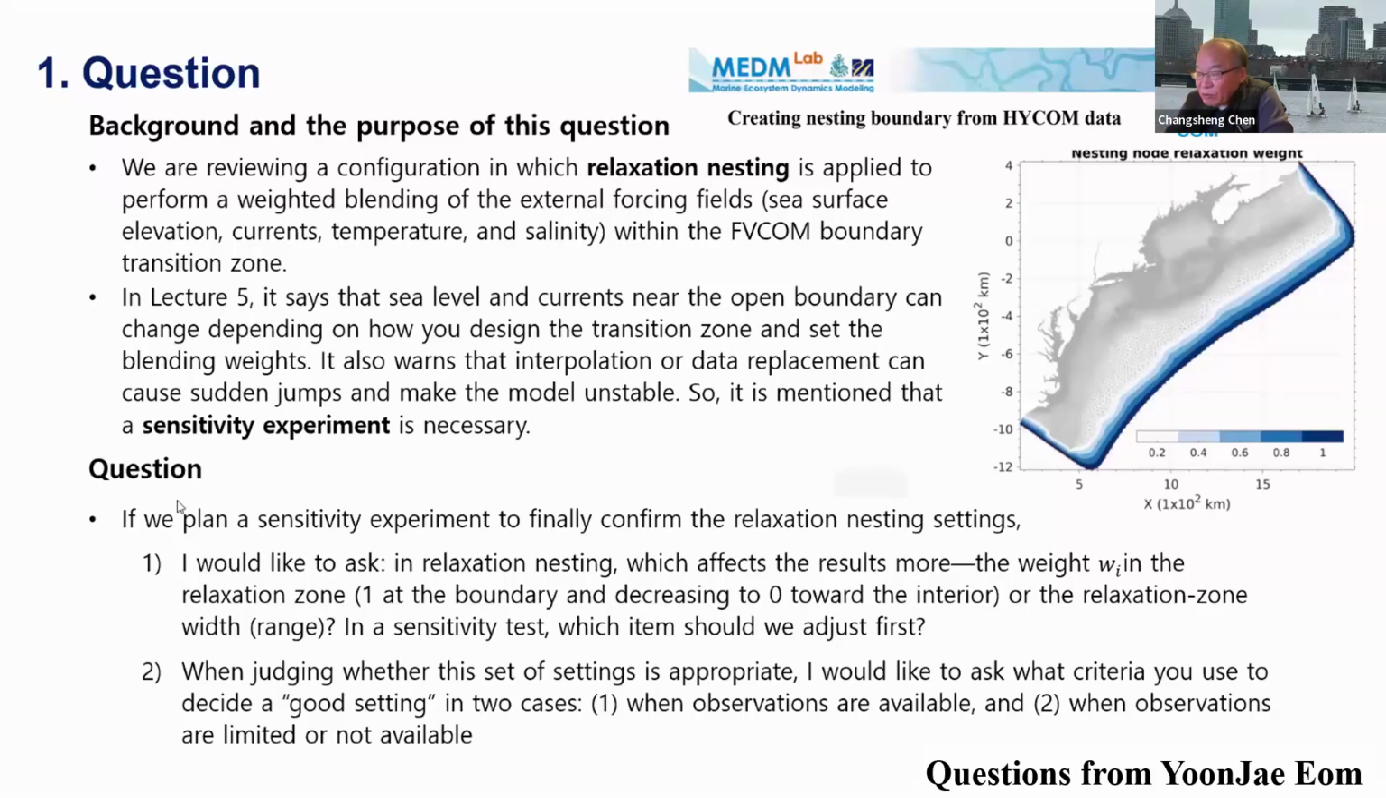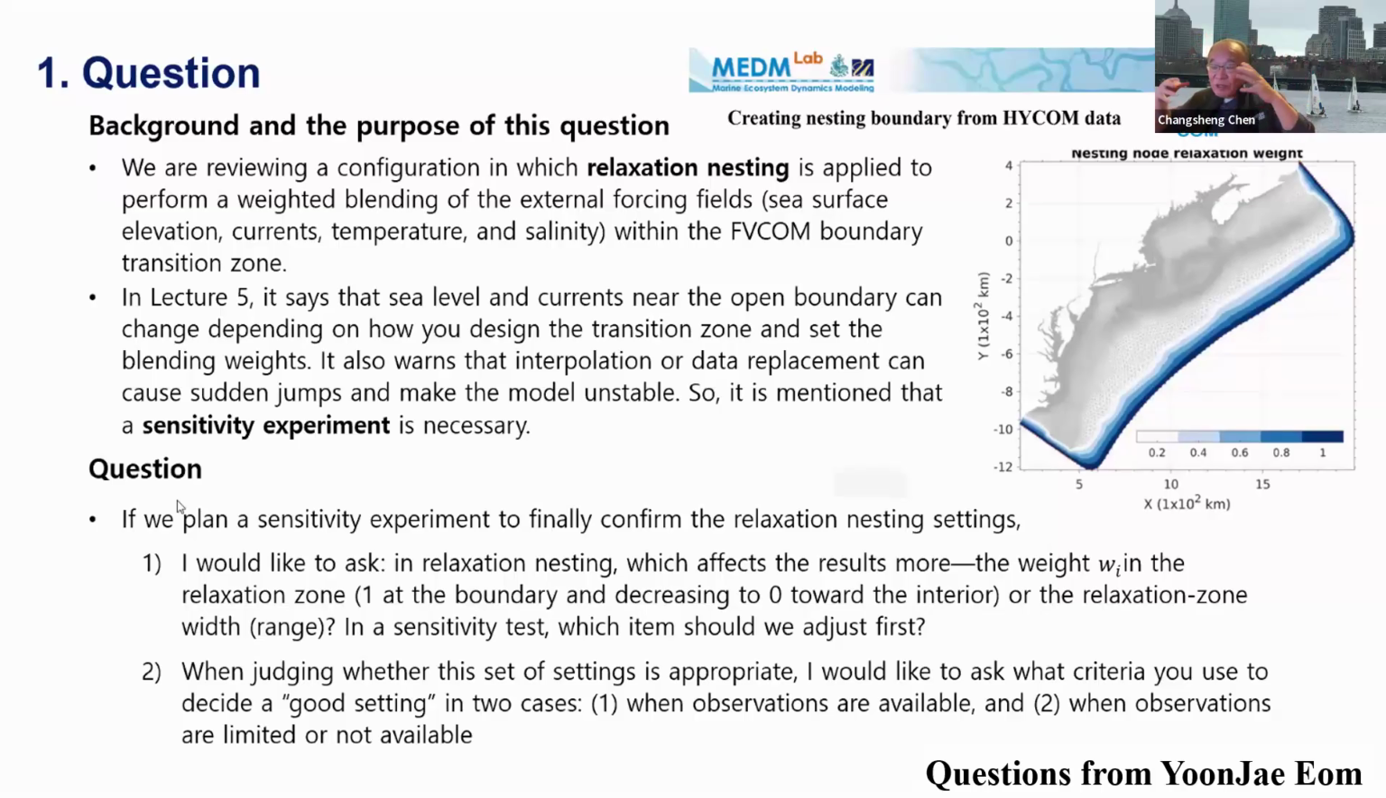If you have observation data available, you definitely use the observation data. That should be the first choice. If you do have observed sea level data for the boundary, you should use it. Then you don't need nesting anymore. You just use it as the boundary condition, you don't need the relaxation. Don't use the relaxation, use observation data.